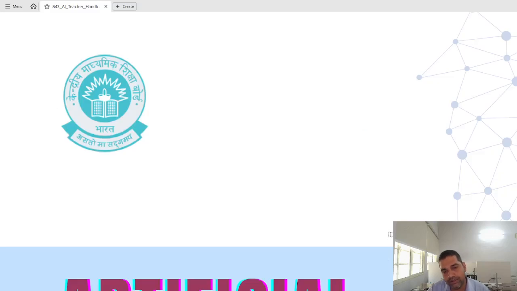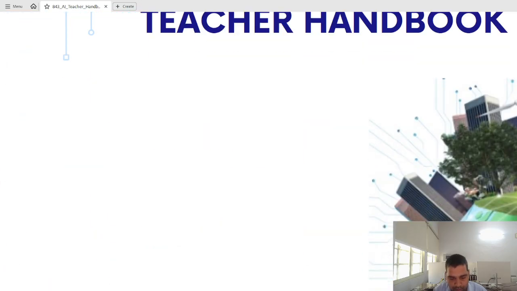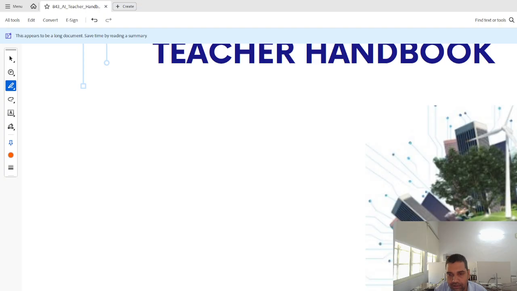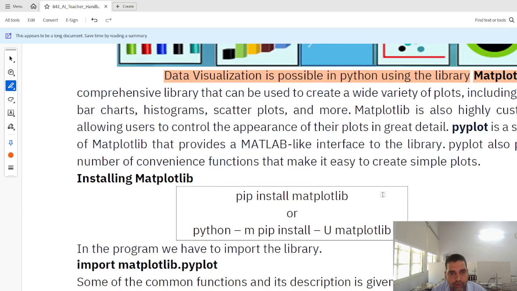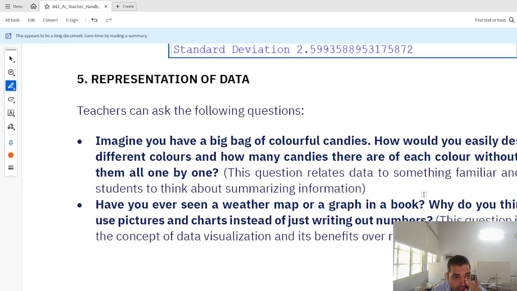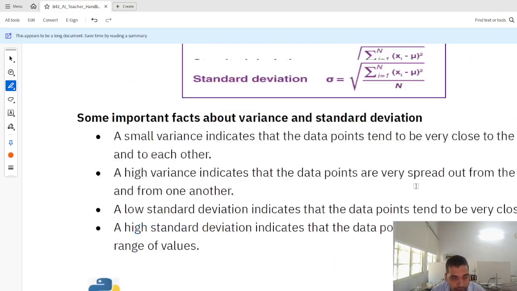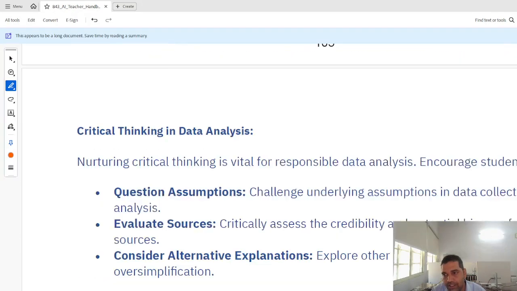Hello students. So today we'll study Unit 5, Data Literacy of Artificial Intelligence. Let me open Unit 5 and scroll down the handbook. In the last class, students, we studied the capstone project of Unit 4. Now in this unit we will study what data literacy is.